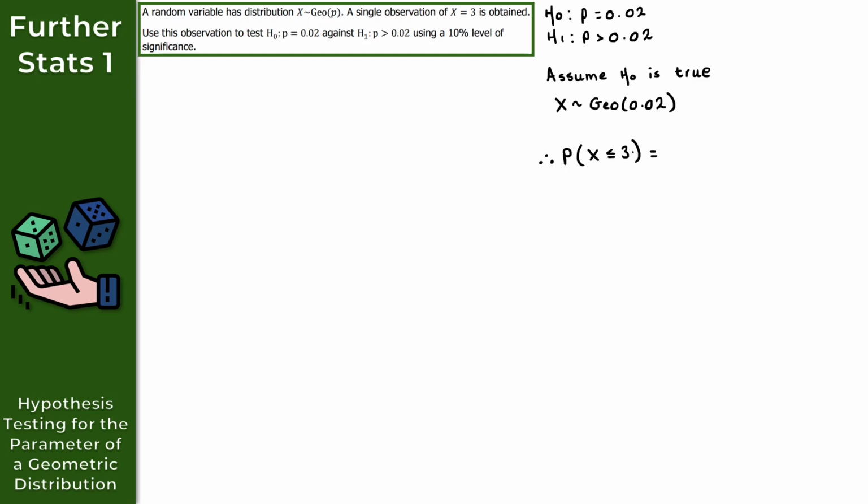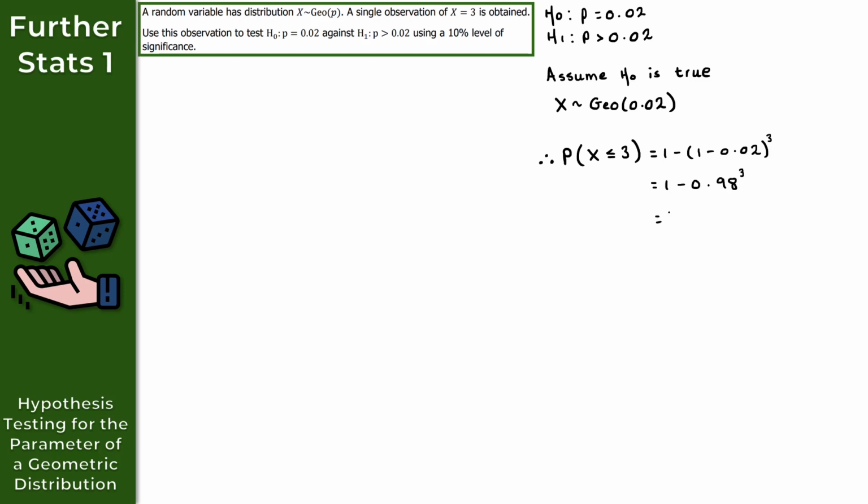Well, this will be 1 minus p to the power of x, where x is our observed value. So we do 1 minus p, so that's 1 minus 0.02, and this is to the power of our observed value of 3. If we simplify and evaluate this, we get 1 minus 0.98 to the power of 3.